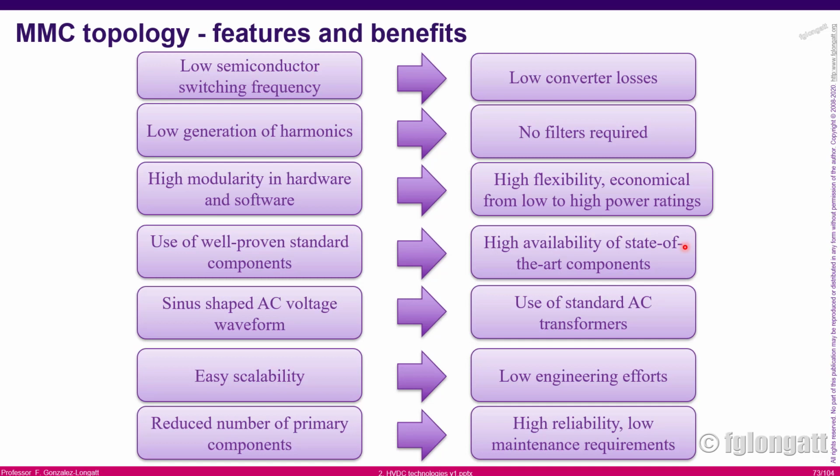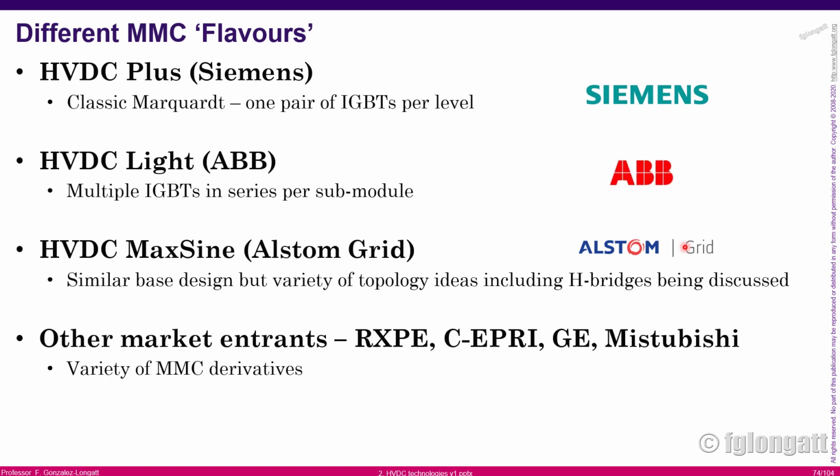Okay. And there are several manufacturers, as I told you before, producing MMC, okay? There are different MMC flavors, for instance, the HVDC Plus, that is coming from Siemens, and the HVDC Light, that is a commercial name, a trademark from ABB. There is a HVDC MaxSine that is coming from Alstom Grid. I will not talk more about who is the owner right now of Alstom Grid. I will not go there. That is not my problem. And there are other names for Mitsubishi and so on. Okay, let's keep rolling here.